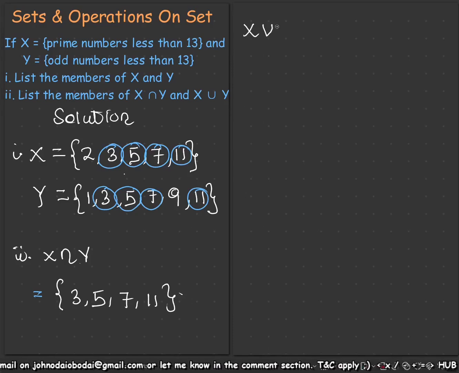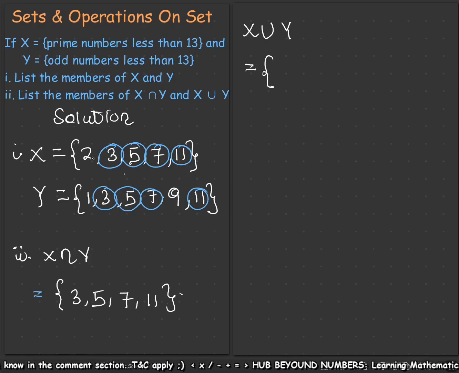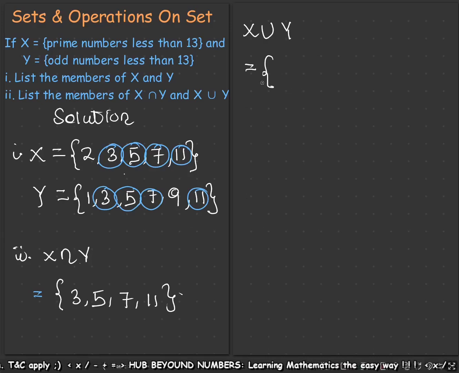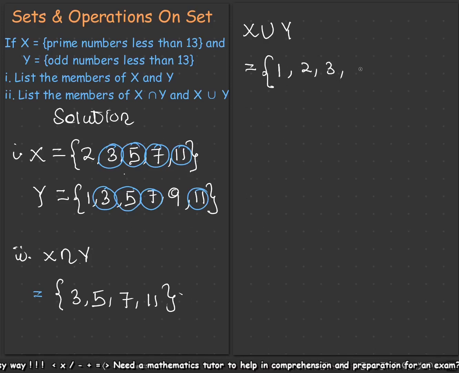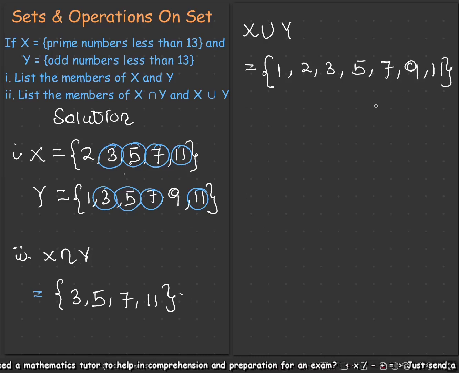Then for x union y, that simply means you should write out all the elements together. You combine the elements of x with those of y, and that is going to be your union. So you have 1, 2, 3. You know that when listing out unions, you don't write the repeated numbers twice. You just write one of them. So 1, 2, 3, then 5, 7, 9, and then 11. That is going to be our union. So let's write that here: 1, 2, 3, 5, 7, 9, and 11. That is our union, and that answers the question we see over here.